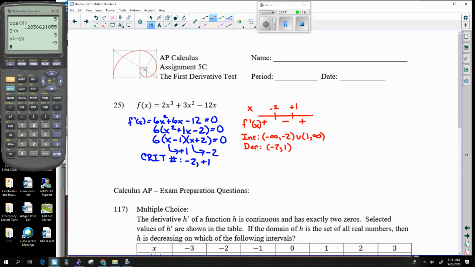All right. So again, this is increasing, to decreasing, to increasing. This is occurring at -2, and this is occurring at +1. So -2 is a max, +1 is a min.